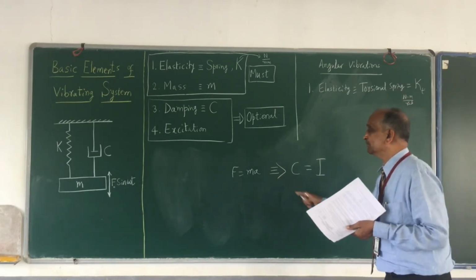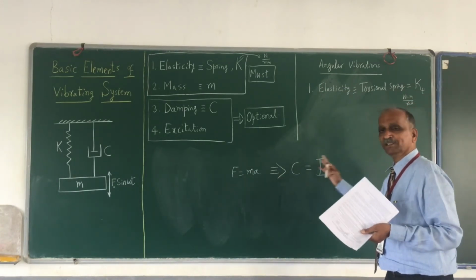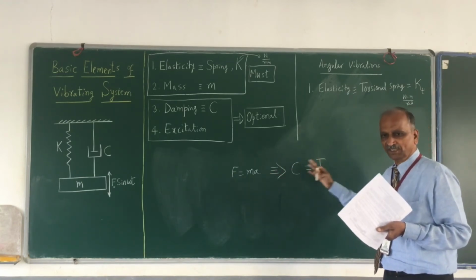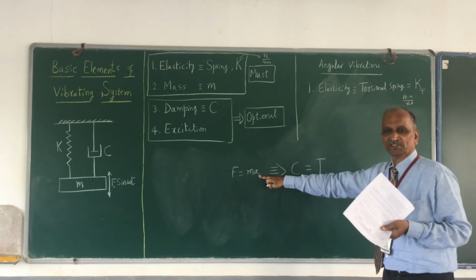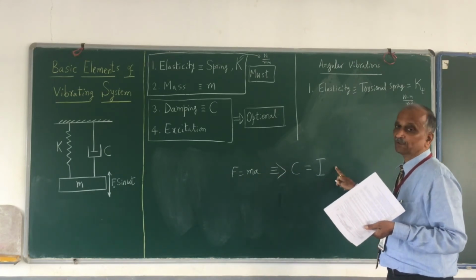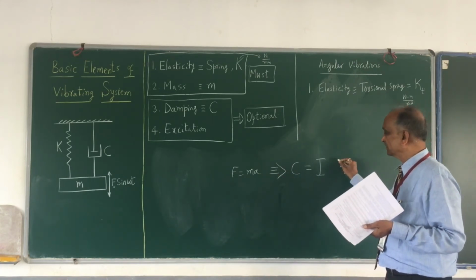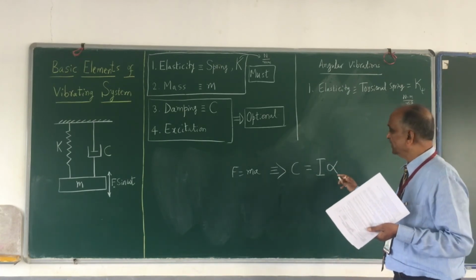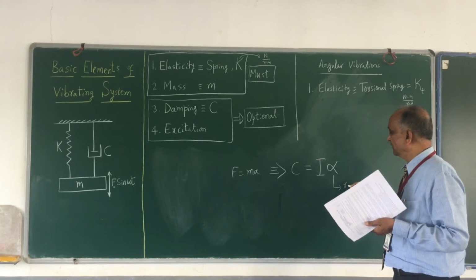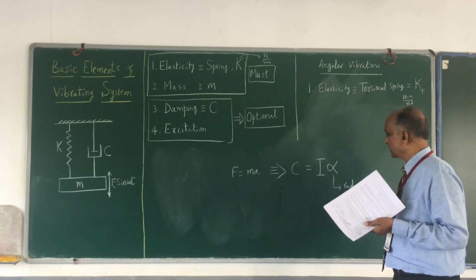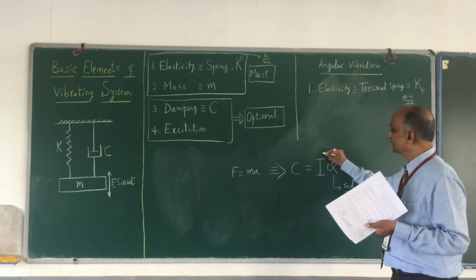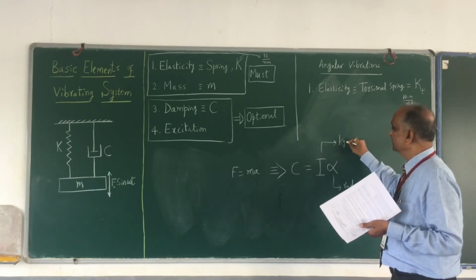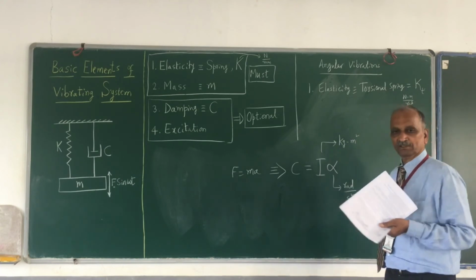So M is replaced by I, and A is replaced by what? A is basically acceleration here. So this is linear acceleration, and what is this here? Angular acceleration. What is angular acceleration? That is normally represented by alpha. Alpha is in radians per second square. And what is I? I is mass moment of inertia. Its unit is kg meter square.